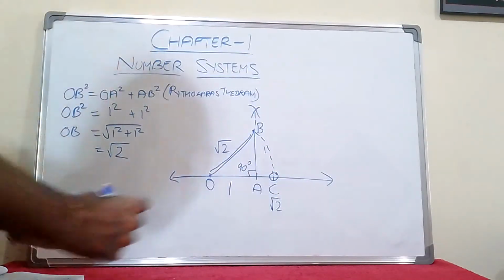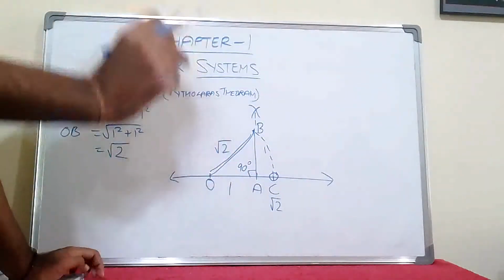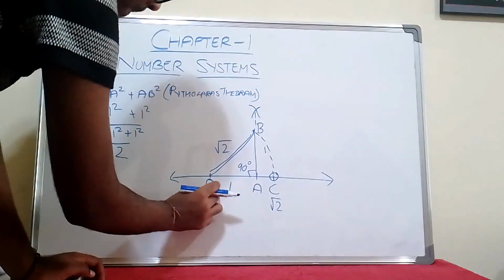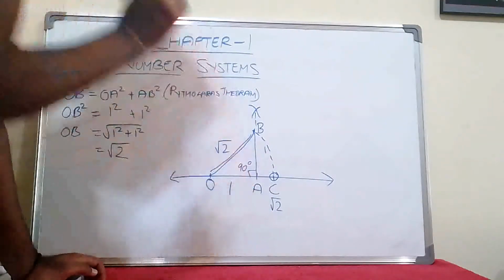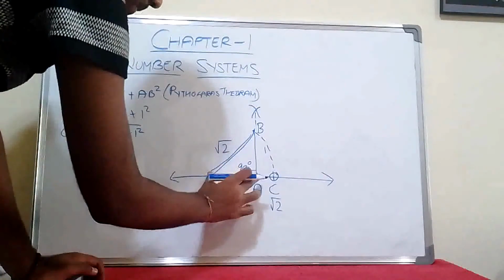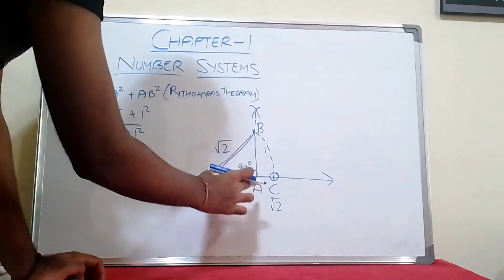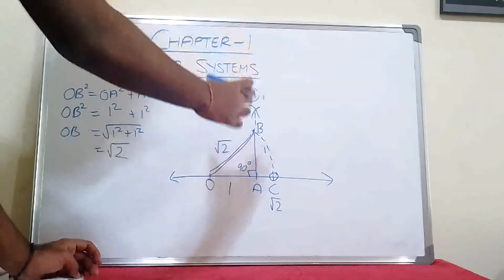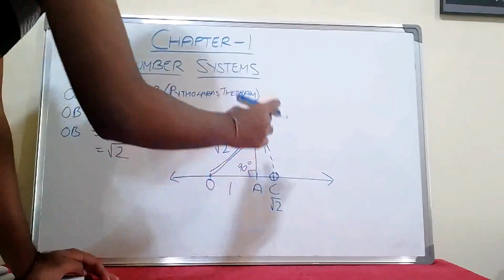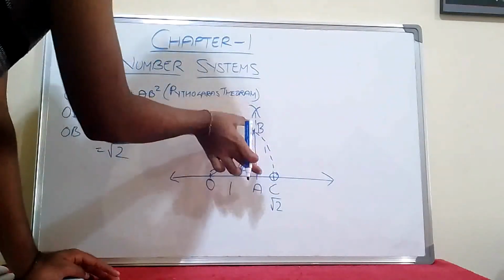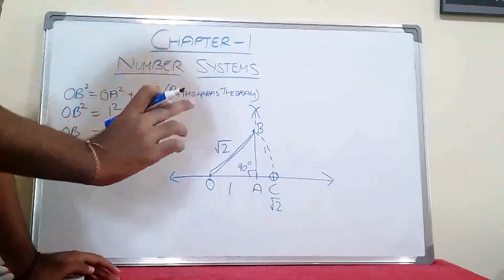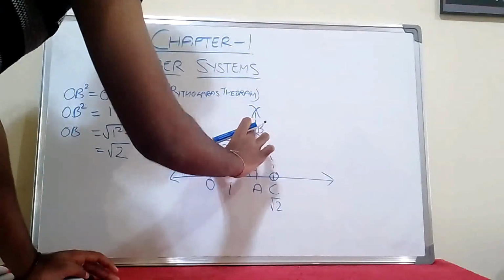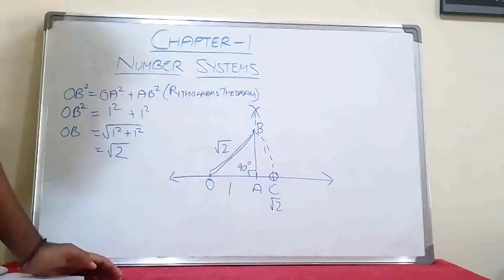Again, you take a point on a number line called O. Then 1 unit length from O, you mark a point called A. You construct a perpendicular at A, and then you take 1 unit length on it. You get a point called B. You connect O to B. This length is root 2.